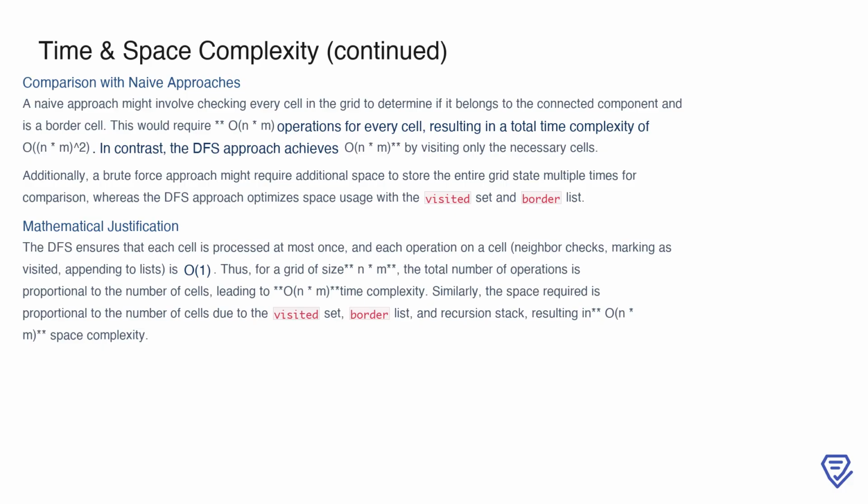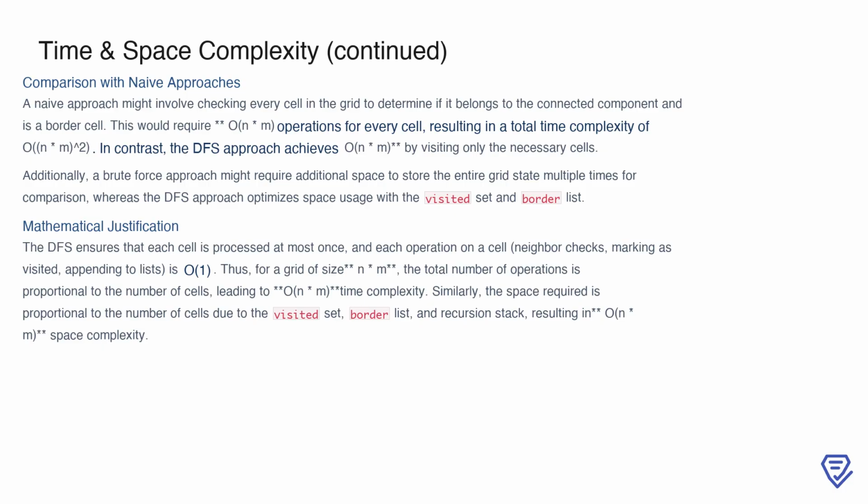A naive algorithm might iterate over every cell in the grid to determine if it belongs to the connected component and is a border cell. This process would require O(m*n) operations per cell, resulting in a total time complexity of O((m*n)^2), which is significantly less efficient than the O(m*n) complexity achieved by the DFS approach.